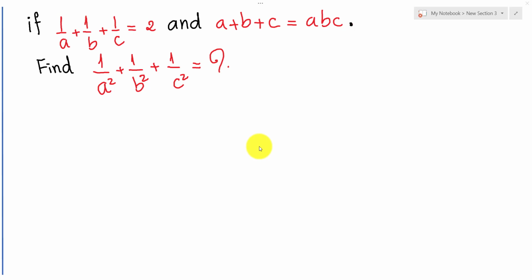Today I have one exercise, like on screen. If 1 over a plus 1 over b plus 1 over c is equal to 2, and a plus b plus c equals abc, find the value of the expression 1 over a square plus 1 over b square plus 1 over c square.